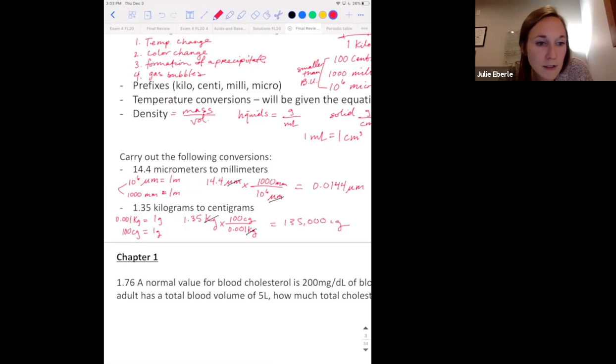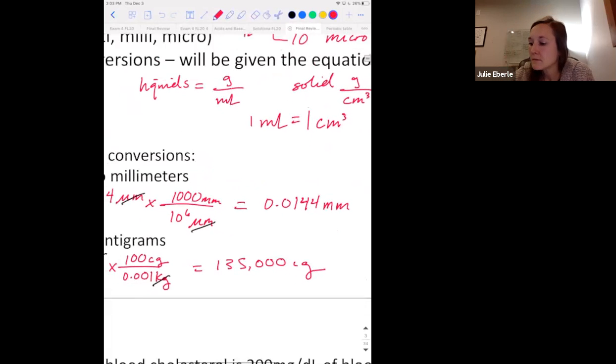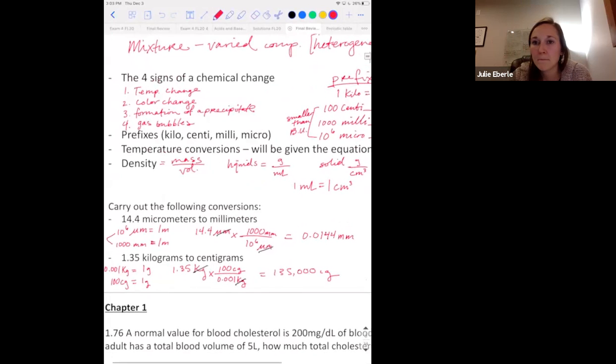Oh, also I see the chat. Angelina, thank you. This up here is the wrong unit. I canceled out micrometers, so this should have been millimeters. Sorry for any confusion. Okay, questions on that? Good.